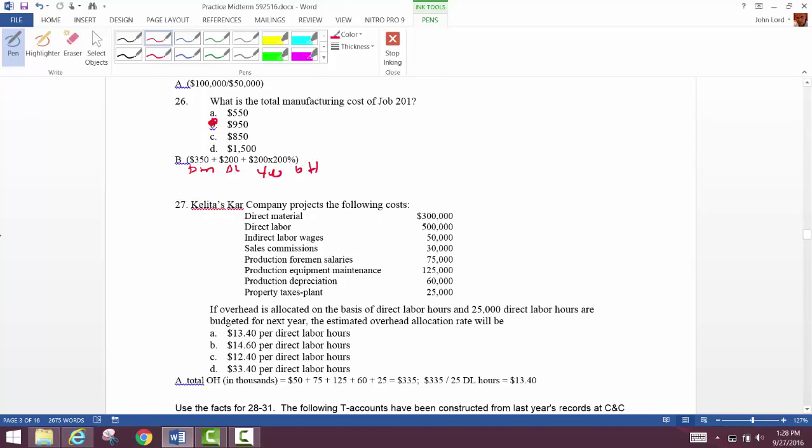Okay. So here we look and we're looking for the what? The predetermined manufacturing overhead rate. So we have 25,000 labor hours that are budgeted. That's going to be the denominator, right? What do we use for the numerator?